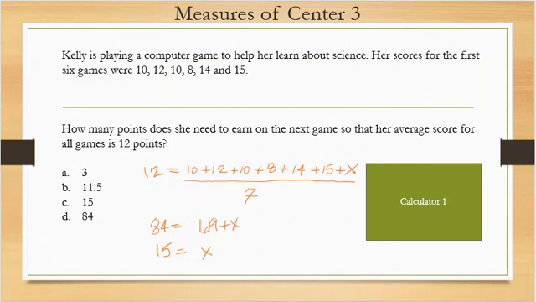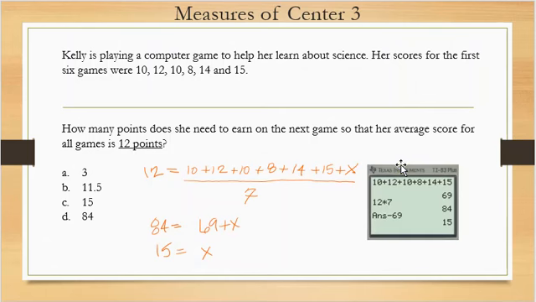And here, let's look at this. I went ahead and wrote that out so you could see how the whole process works, but I also want to show you how you can do it in your calculator. There you go. You see where I added up all the numbers and got 69. Then I multiplied 12 by 7 because I'm getting that 7 out of the denominator, and I got 84. So then I just told my calculator to take 84 and subtract 69, and I got 15.